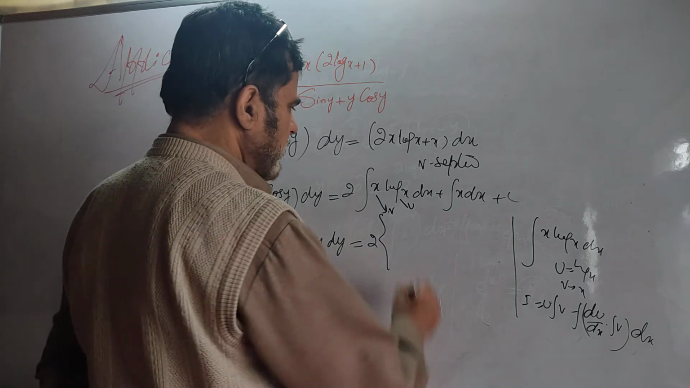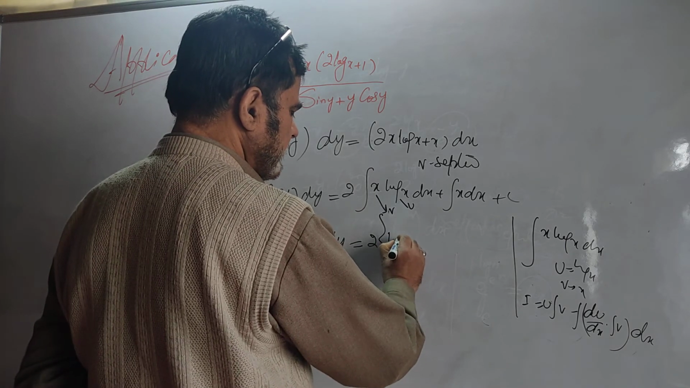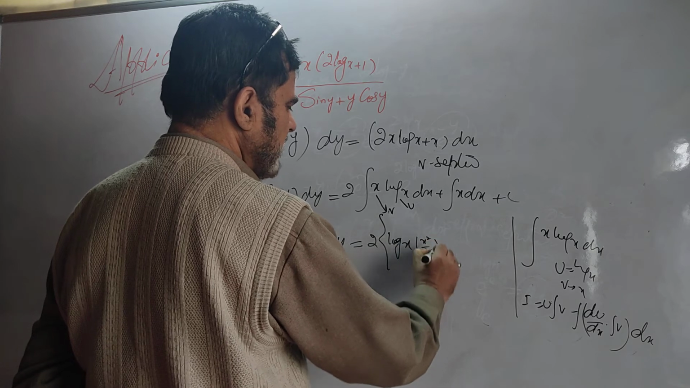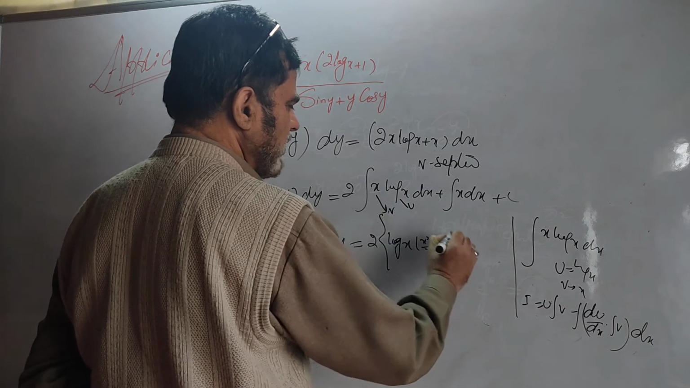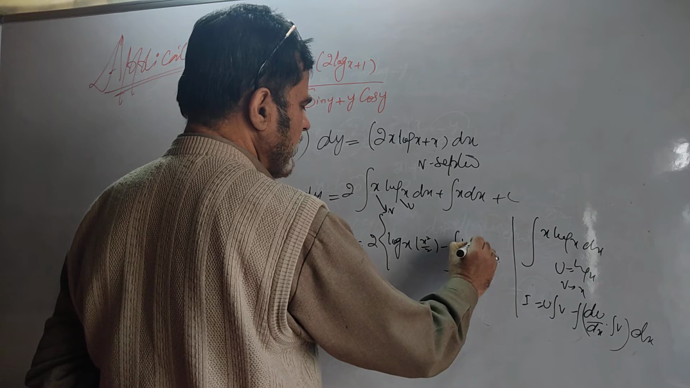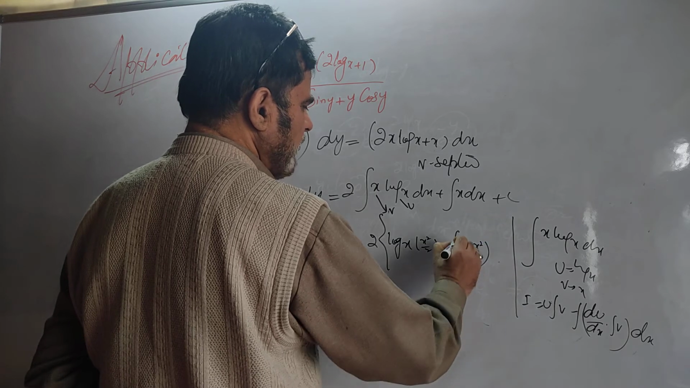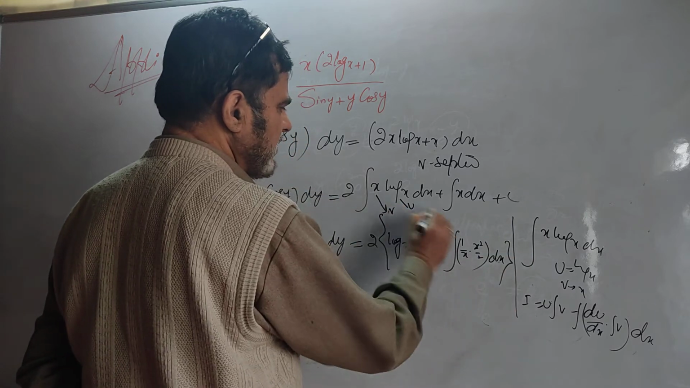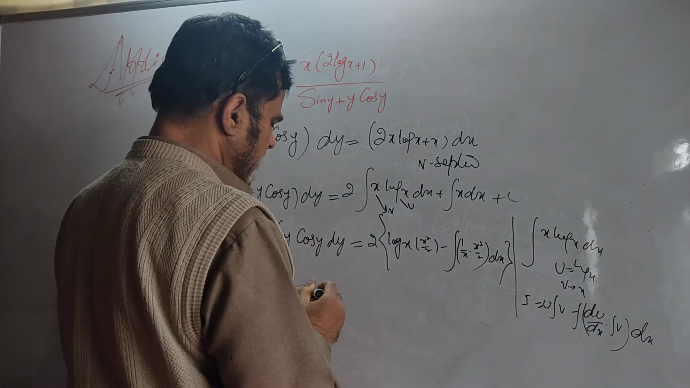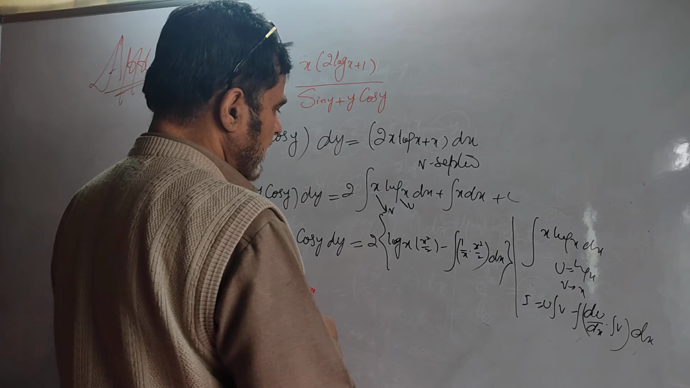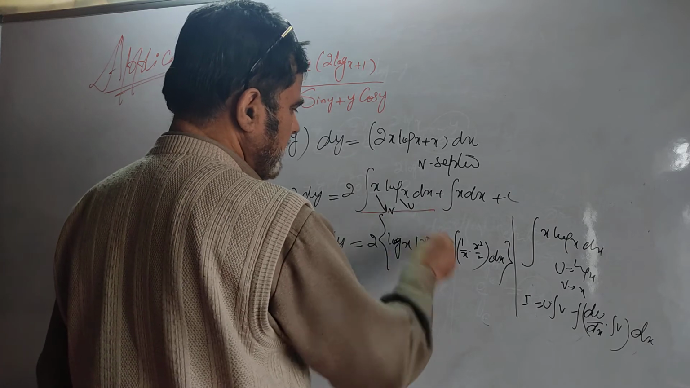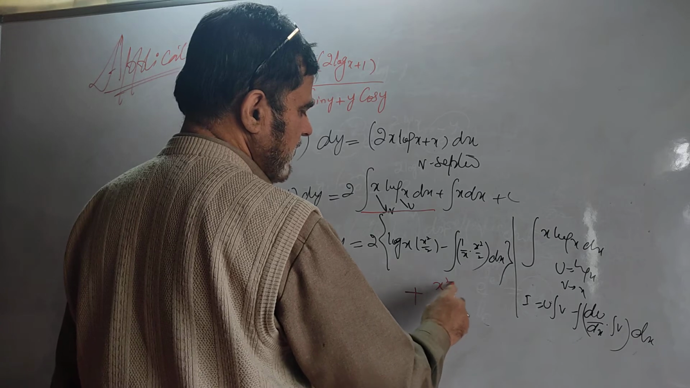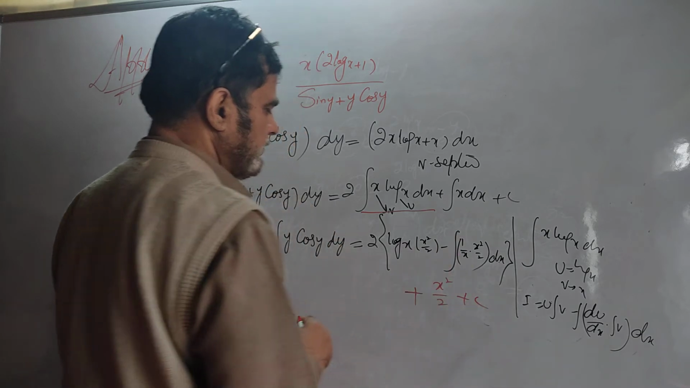I am just revising what you did in your class 12th. Well, your u is log x, then the integral of x is x square by 2, minus the whole integral: differentiation of log x is 1 by x, integral of x is x square by 2. What you get here is to be integrated with respect to x. Then plus the integral of x, which is simply x square by 2 plus c.